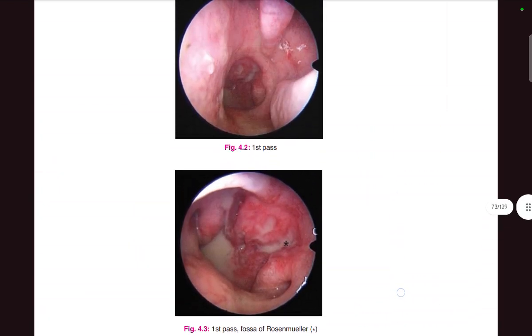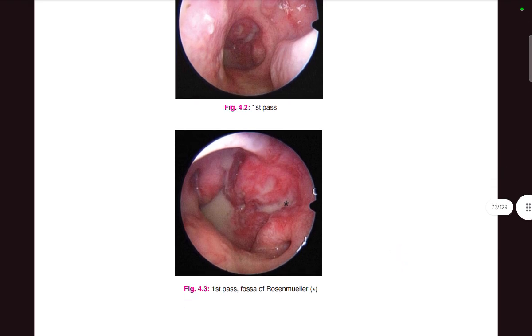This is the diagram showing the first pass. And the fossa of Rosenmuller is marked with a star.